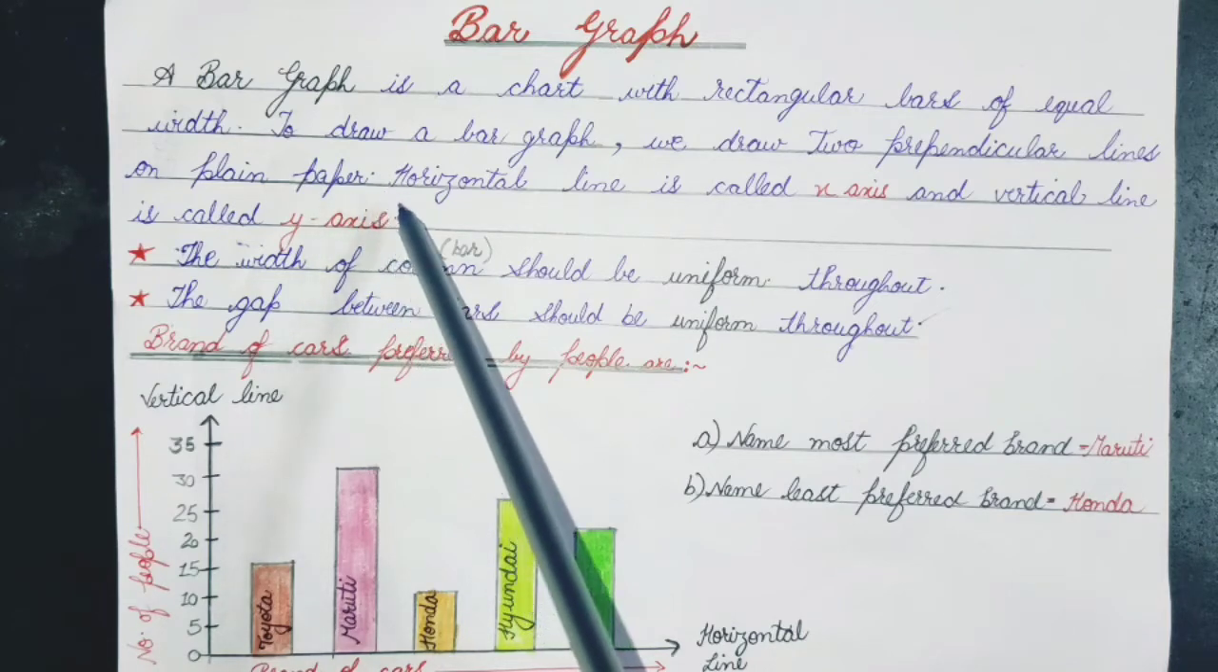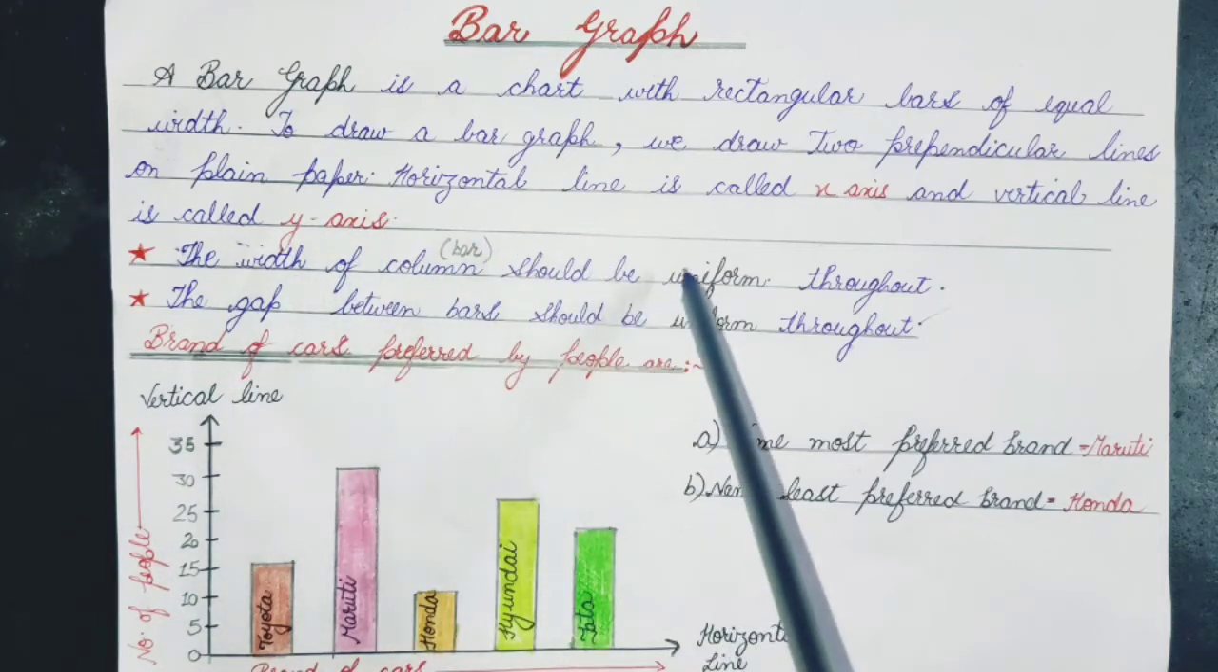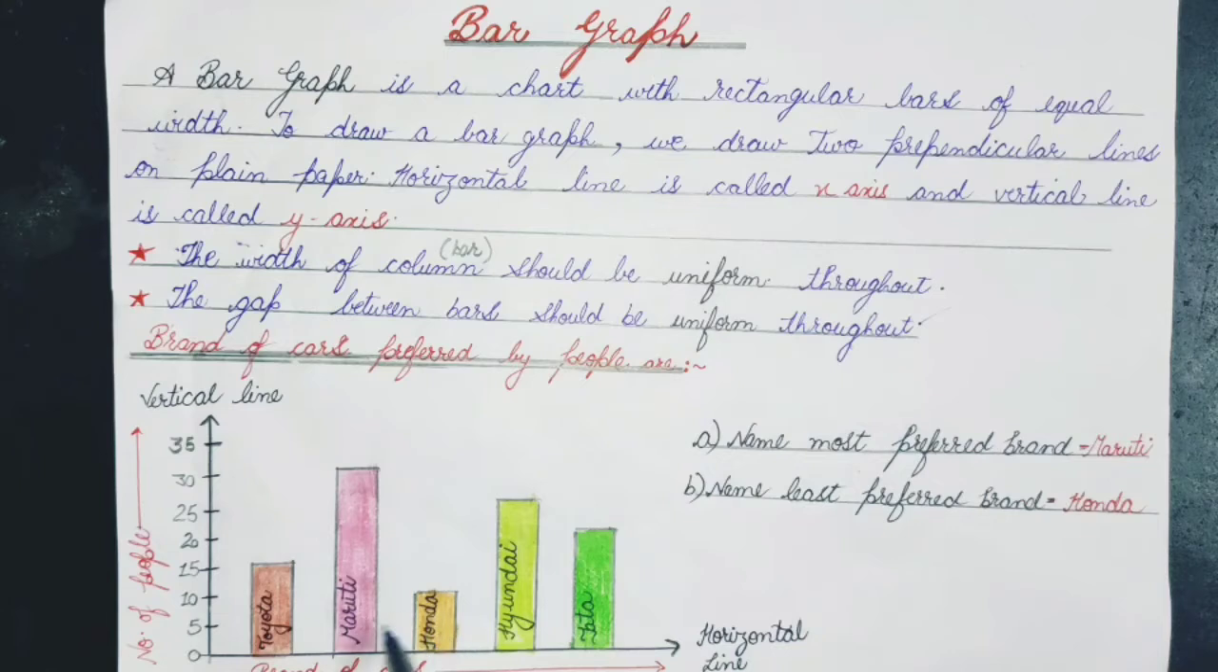When we are drawing a bar graph, we have to remember 2 things. The width of the bar should be uniform throughout, means the breadth of all the rectangular bars should be same. Second point is the gap between bars should be uniform throughout. It means the gap between these rectangular bars, you can observe class, the gap between all these bars is same. So while drawing the bar graph, we should remember that the gap between the rectangular bars should always be same.